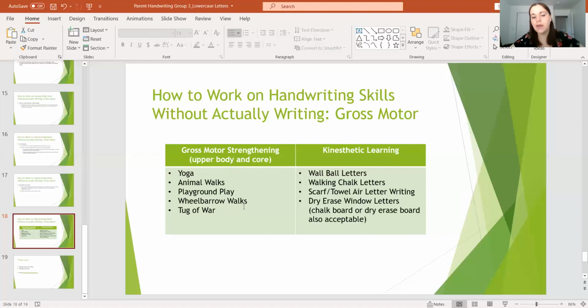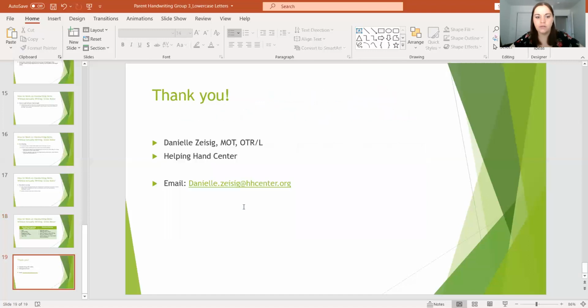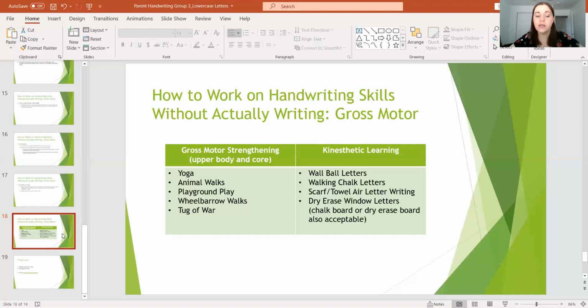And then again, another functional play activity, tug of war, using a bath towel or a beach towel or a safe rope to play tug of war is going to engage the core and the upper body and the hands for strengthening. So these are just some ways to work on writing without actually writing.